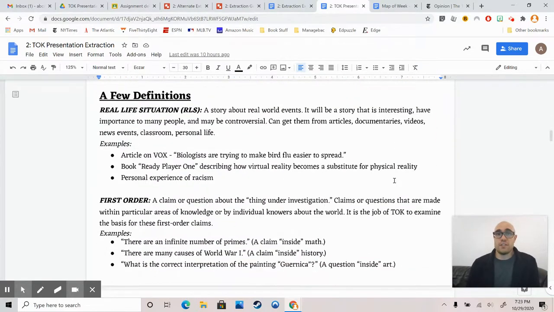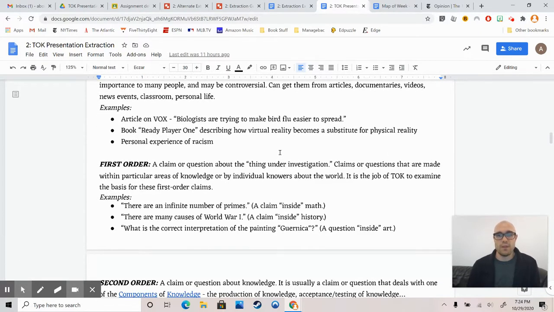A few definitions even before we get started so that we're all on the same page using the correct terminology. A real life situation, we went over this last time, but just a friendly reminder, it's that story, concrete story, real world events, have it be interesting. It can be from a few different places, articles, documentaries, something you saw on Netflix, news events, something that happened in the class as well. You can use that. I give a few examples there. Not going to go over those because we've already done that last class.